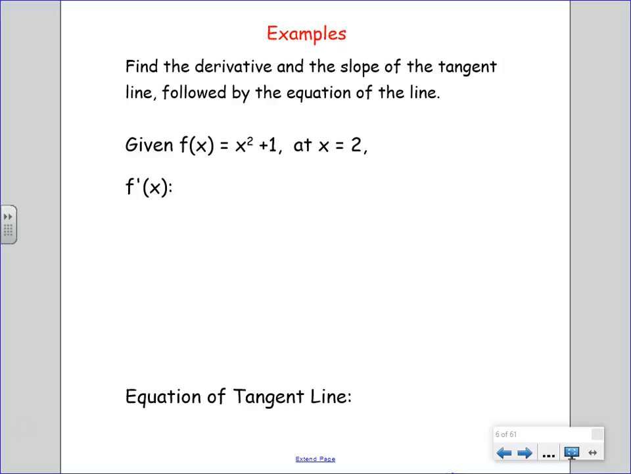Okay, so what if they said find the derivative? What's another way of saying derivative? Slope of the tangent line, true. Or couldn't we just say f prime of x? Is that okay? Yes.